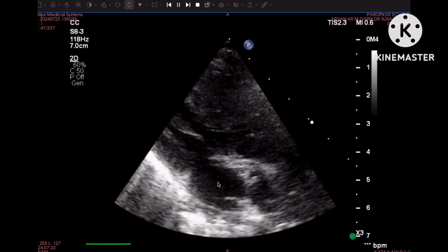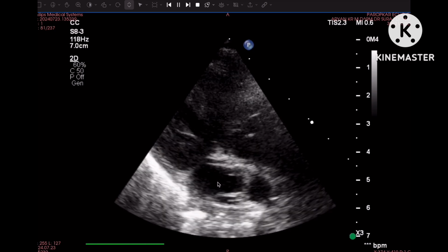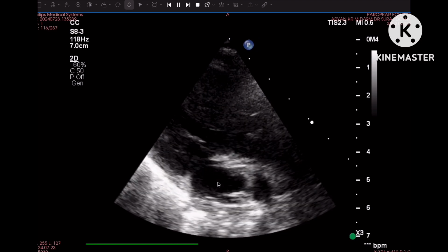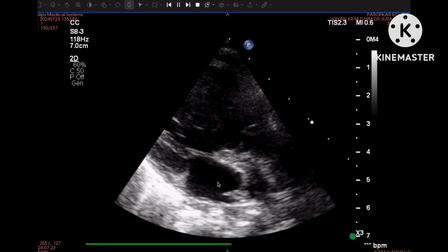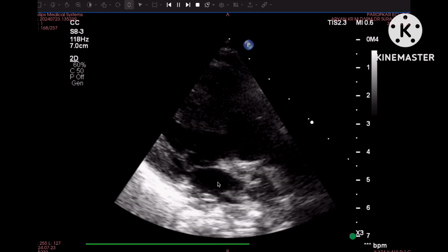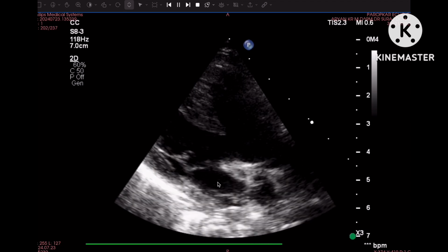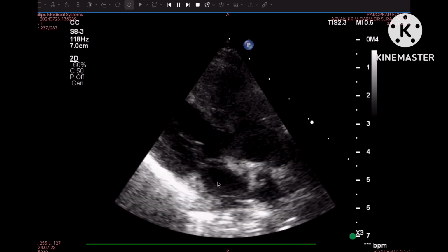So if you take the image through the subcostal window, apical window, or suprasternal window, no view can give you what amount of overriding is there. To see the overriding, you have to use the parasternal window, the parasternal long axis view or parasternal short axis view. That view will give you the exact thing, how much overriding is there. So in this image, you can see this parasternal long axis view.